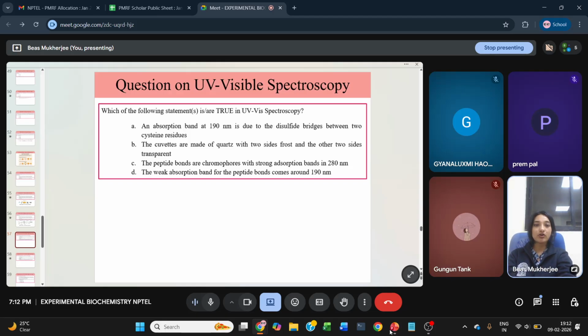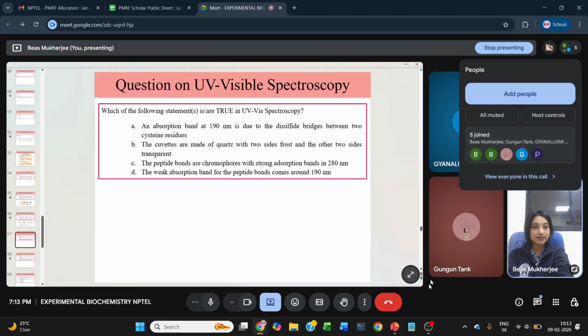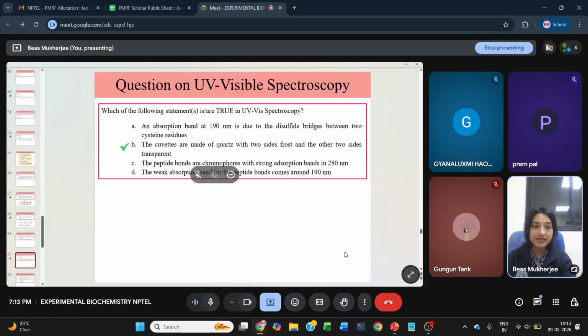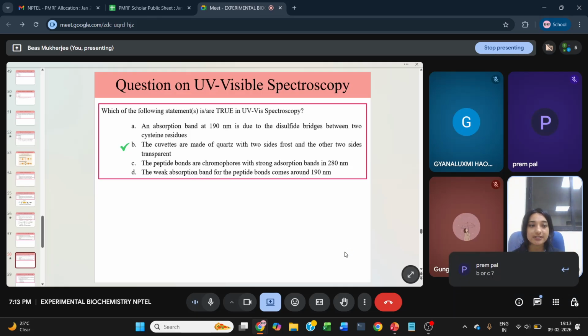Okay, so we can try solving this. Let's see, any ideas, anyone? It's okay if you don't have any idea right now. So the right answer is actually B. B is the right answer.